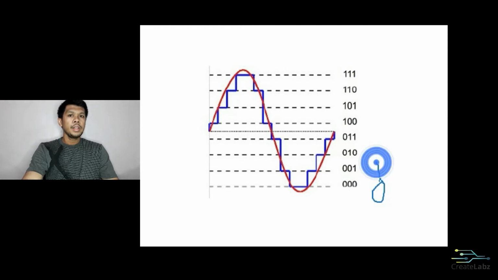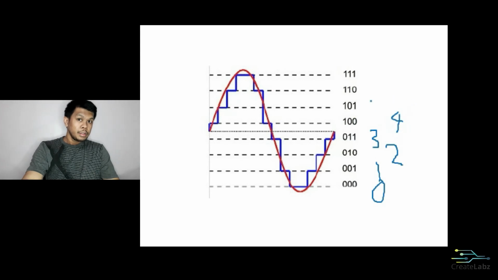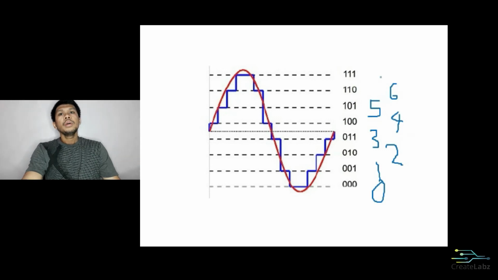0, 0, 1, this is 1. 0, 1, 0, this is 2. 0, 1, 1, this is 3. 1, 0, 0, this is 4. 1, 0, 1, this is 5. 1, 1, 0, this is 6. 1, 1, 1, this is 7. Okay. So, again, for this specific set of values for analog, it will take 0, 0, 0 or 0 as its digital equivalent. For this point, it will take 0, 0, 1 or 1 as its digital equivalent, and so on and so forth.